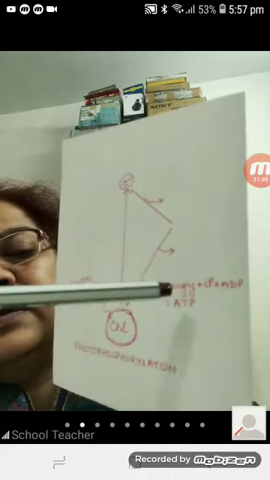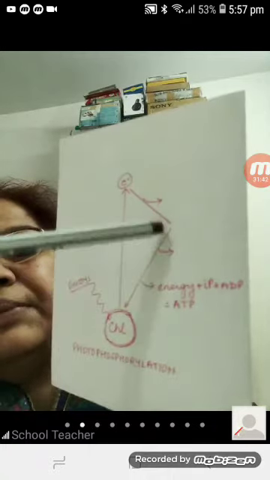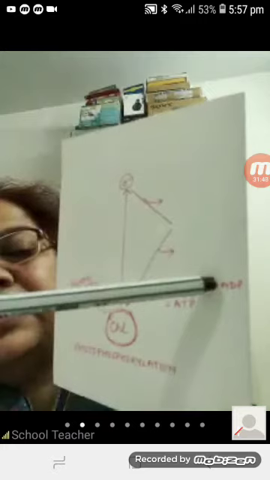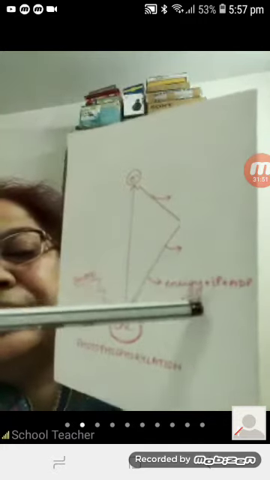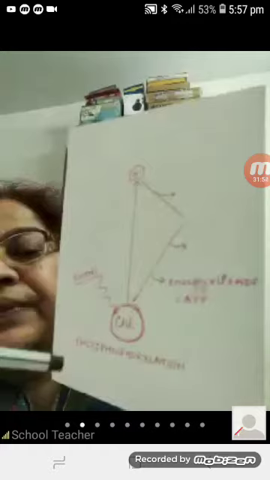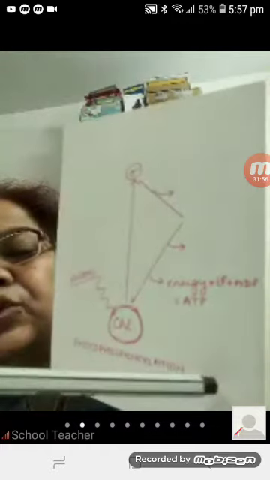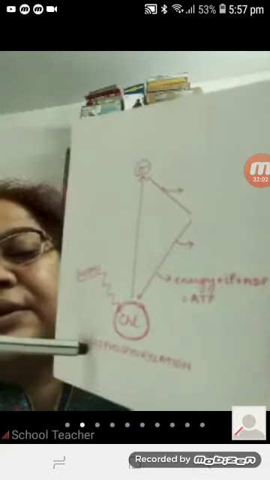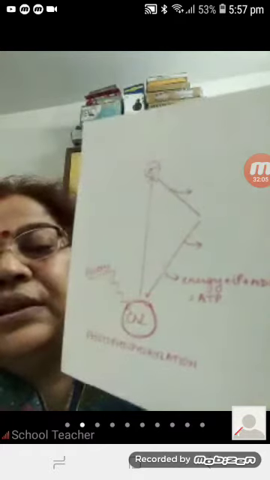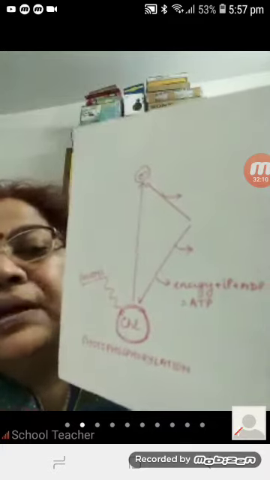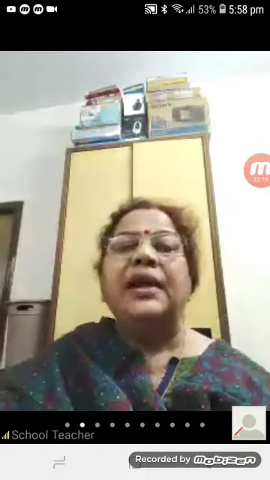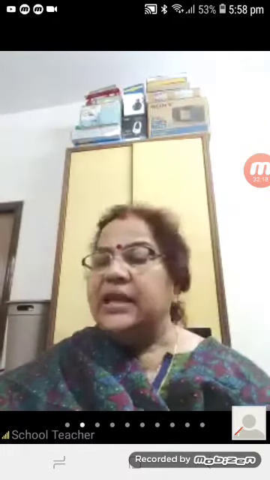So the energy of coming down of electron plus inorganic phosphate plus ADP is equal to ATP. The process is known as photophosphorylation. Synthesis of ATP in presence of sunlight during light reaction of photosynthesis in granum of chloroplast is photophosphorylation. That is all about light reaction. Now we will see dark reaction.